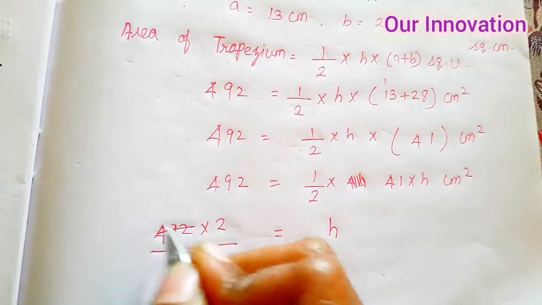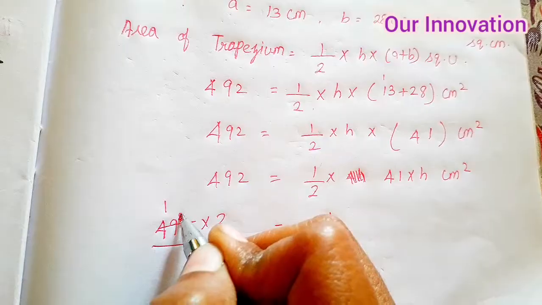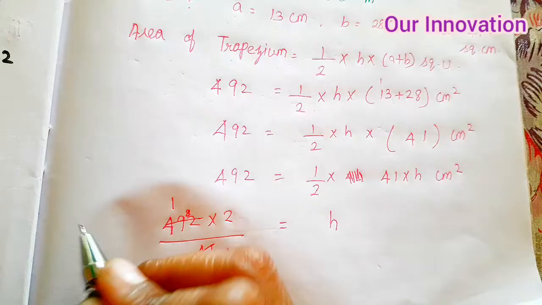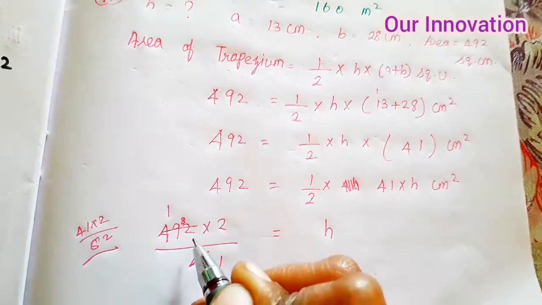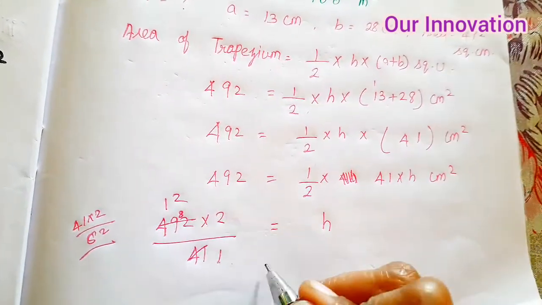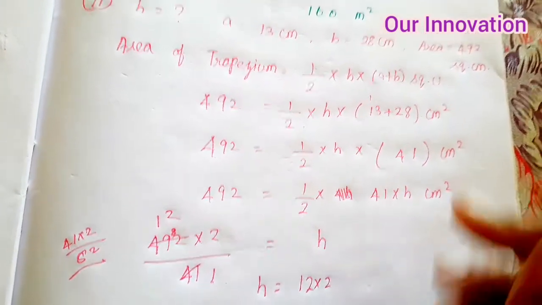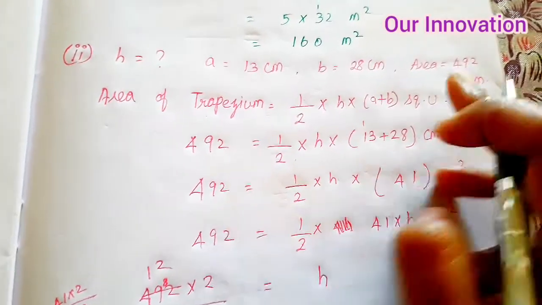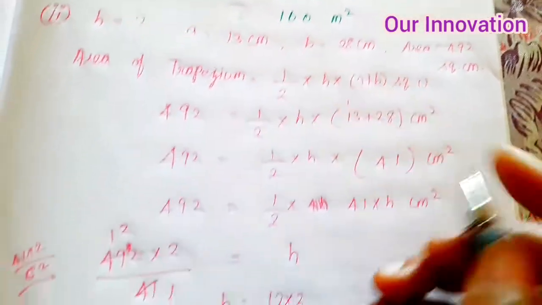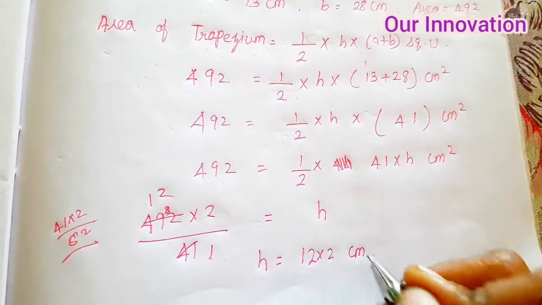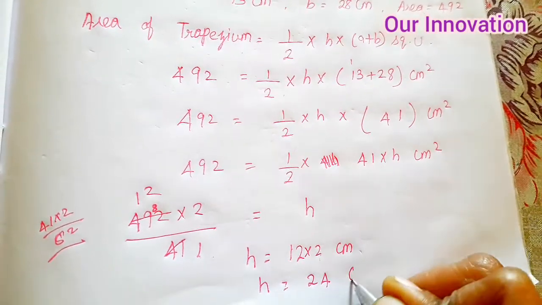41 ones are 41, 41 ones are 41. Now 49 minus 41 is 8. Now multiply 41 into 2, which is 82. So H is equal to 12 into 2. The area is in centimeter square, but height is in centimeter. So H is equal to 24 centimeter.